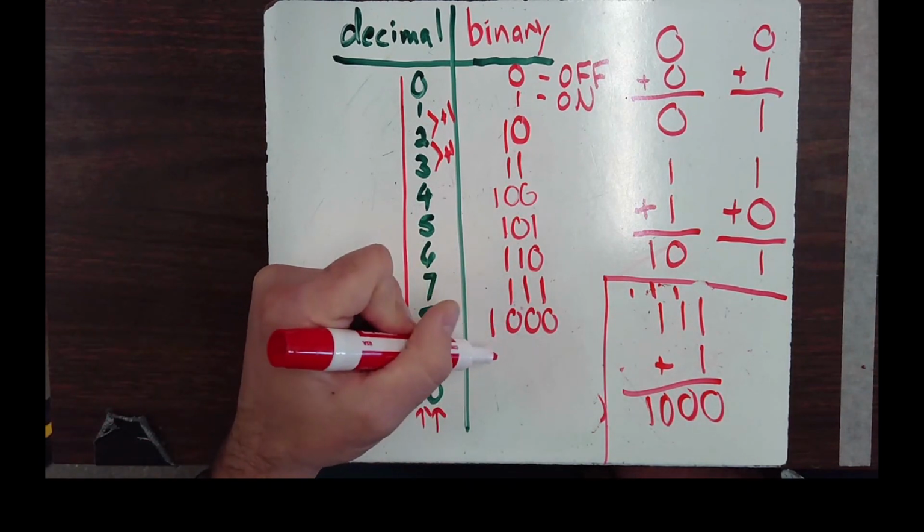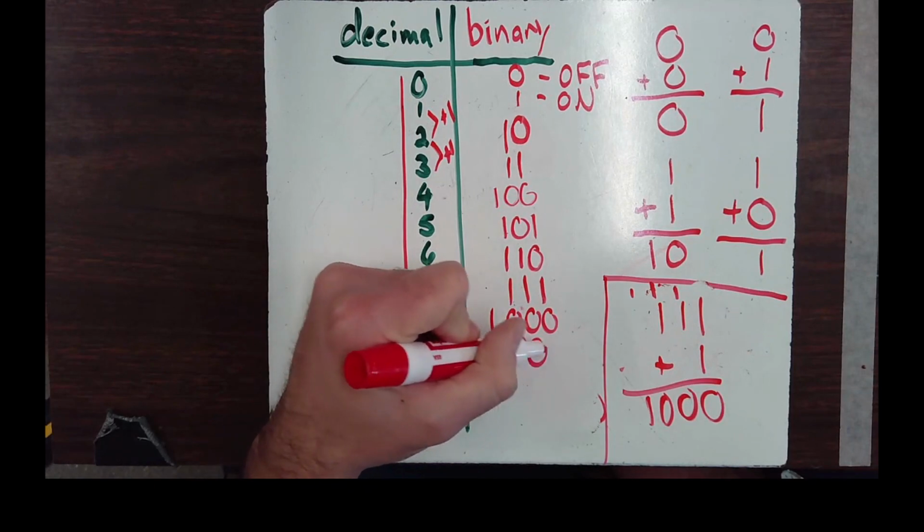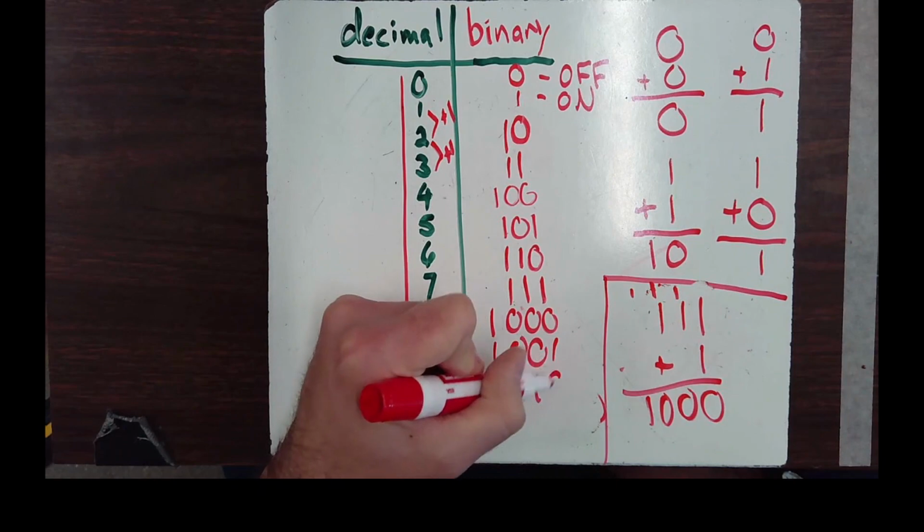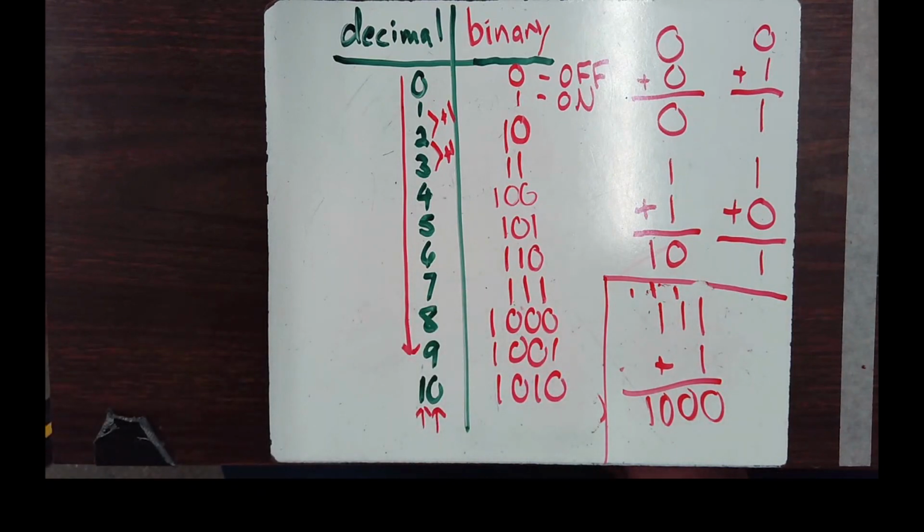9 just increases by 1, so it's 1, 0, 0, 1. The number 10 is 1, 0, 1, 0. And that's kind of where we're going to finish our chart.